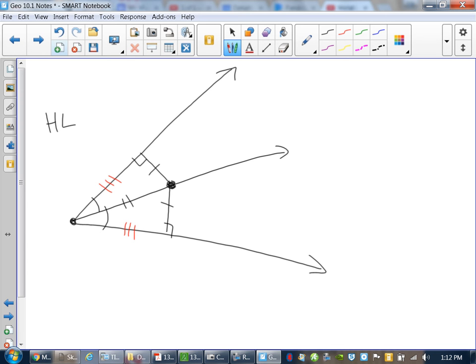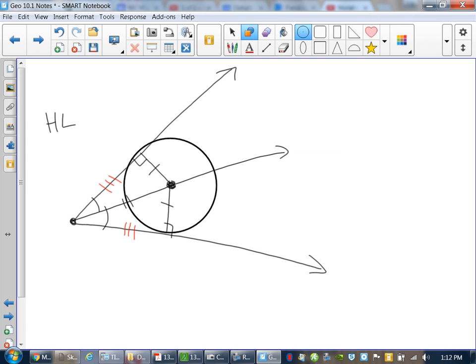Well, here's what changes for today. We take this exact same diagram, we put a circle in it.